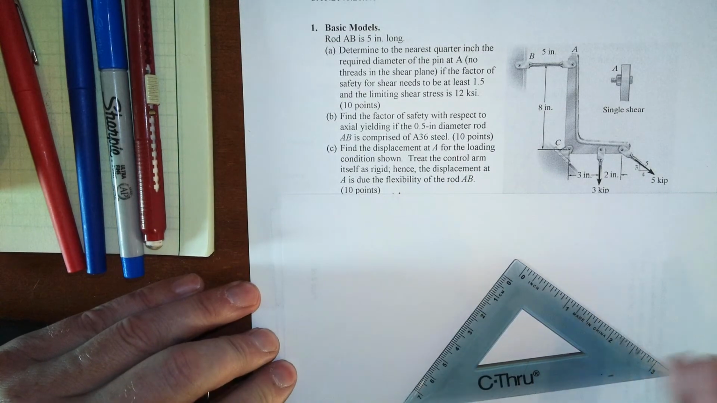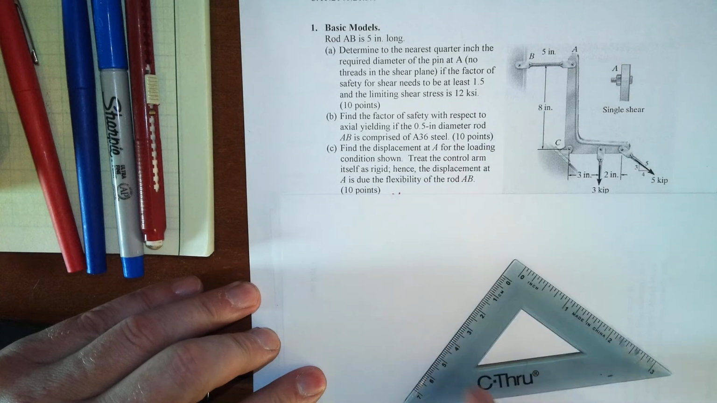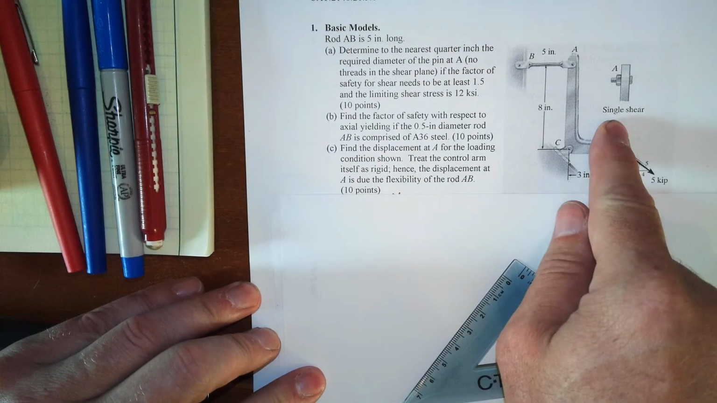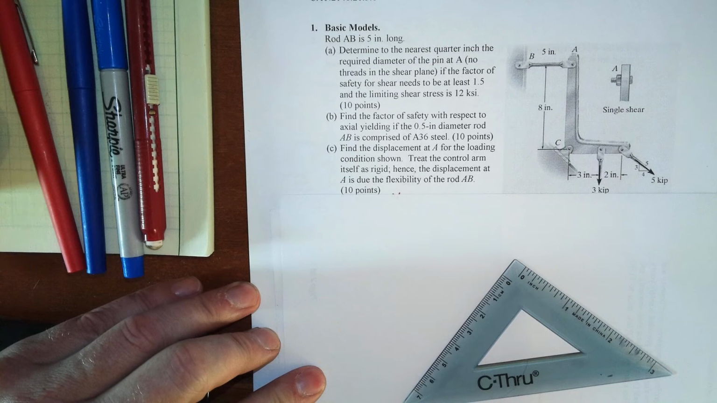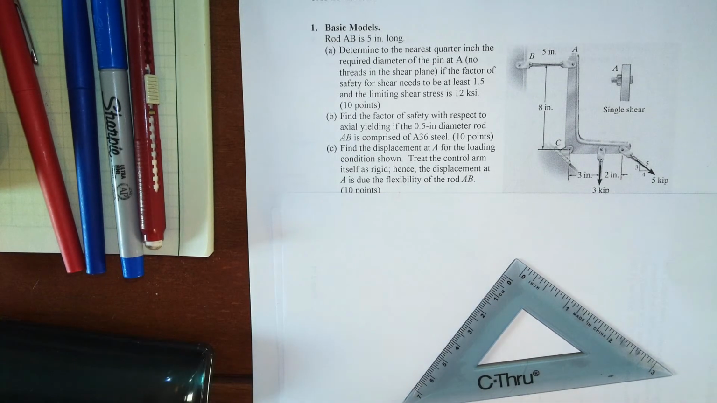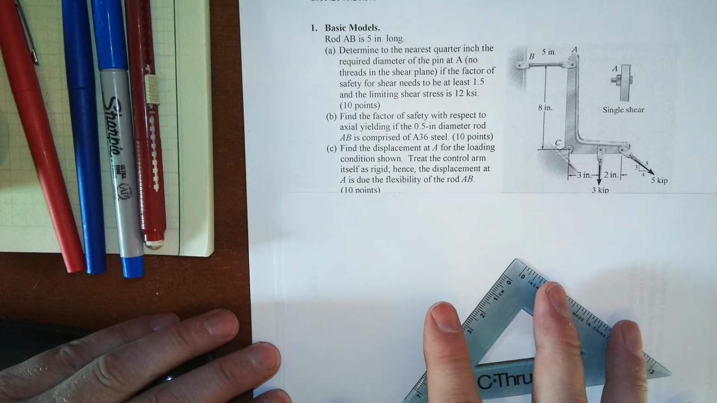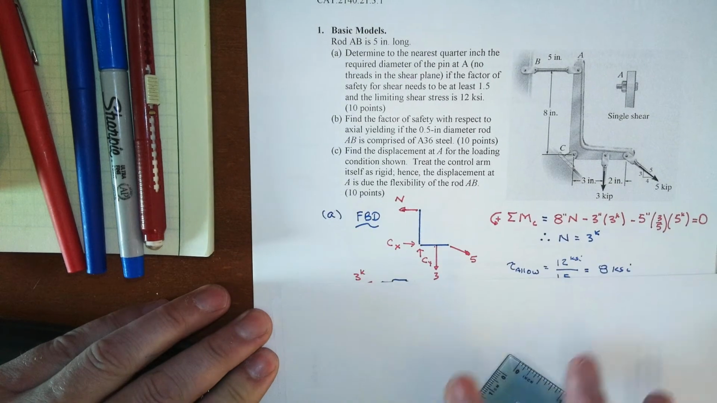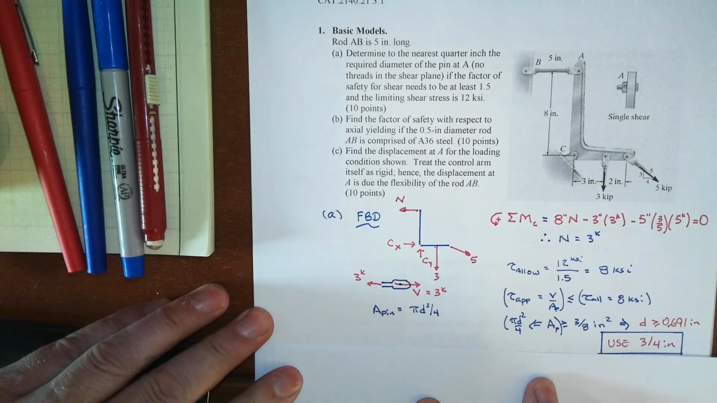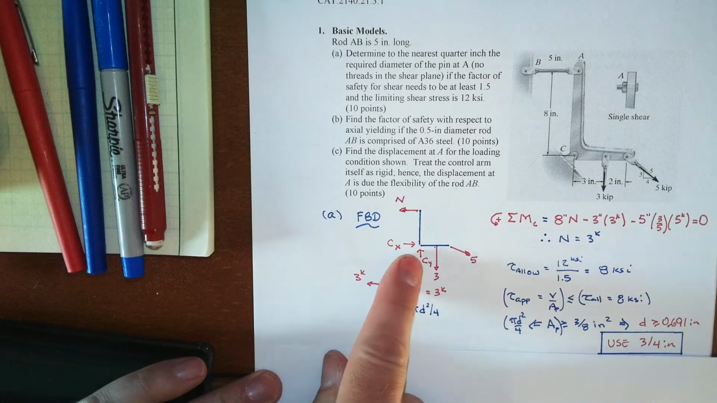So we've got to figure out what the force is in the pin. We note from this diagram over here that the pin is in single shear, which means ultimately that whatever the shear force is that's going through the pin, it'll all entirely pass through one shear plane, the cross section of the pin itself. So what we've got to do then is to go figure out what that force in the pin is. Here's our free body diagram.